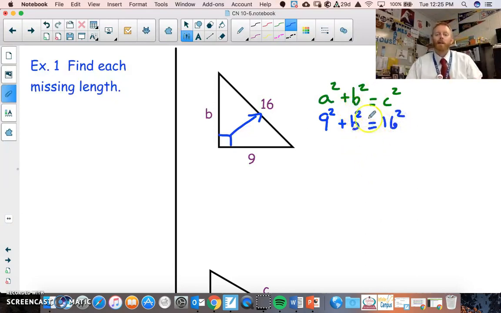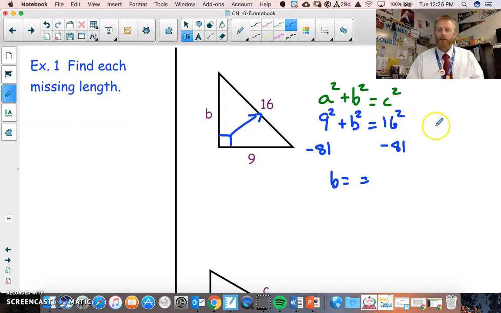All we do is get the b squared by itself, so we're going to subtract the 81 that happens when we square 9 from both sides. So I'm going to have b squared is equal to, 16 squared here is 256. So that turns into 256, and then minus our 81 gets us to 175, and that's what b squared is equal to.